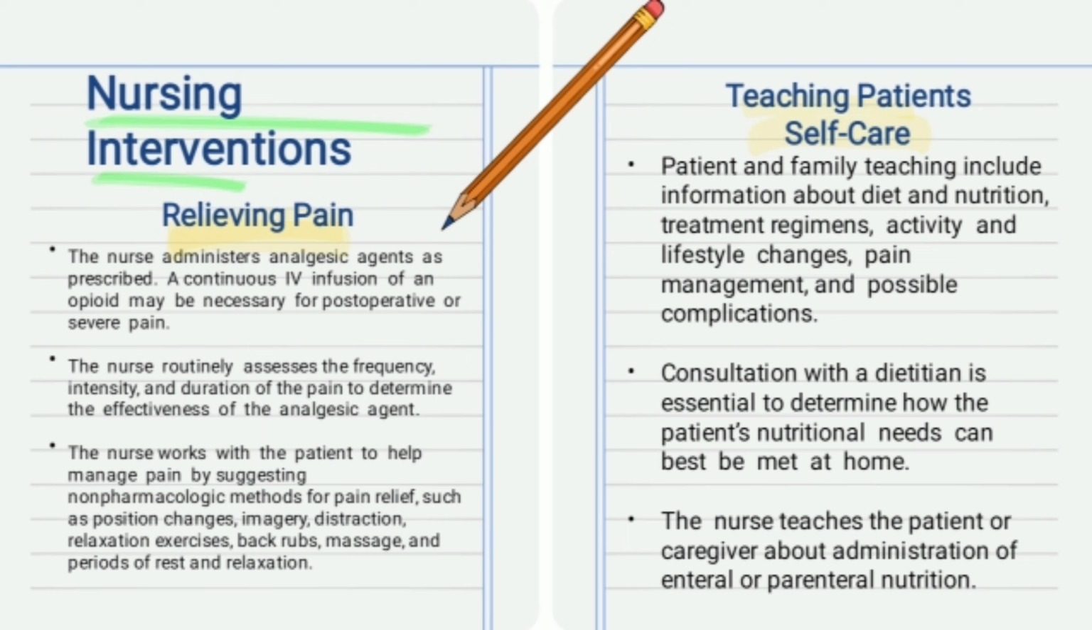So for teaching patients self-care, the nurse teaches the patient and the family about diet and nutrition, treatment regimens, activity and lifestyle changes, pain management, and possible complications. So consultation with the dietitian is essential to determine how patients' nutritional needs can best be met at home. So the nurse teaches the patient or caregiver or the significant others about the administration of enteral or parenteral nutrition.